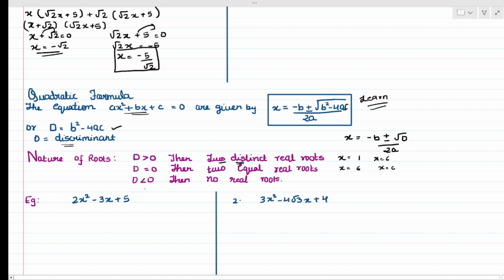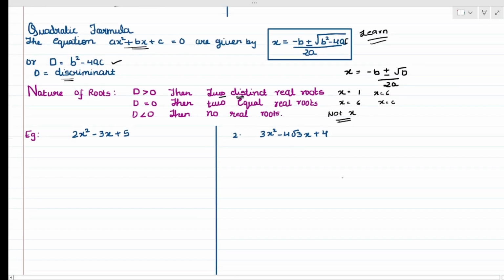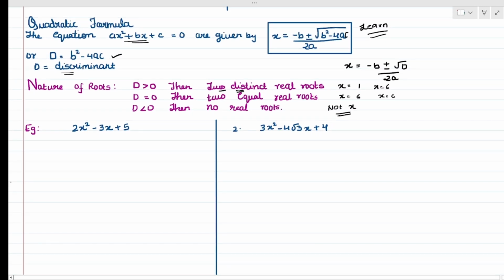And if my value of d is smaller than 0, that means it is negative, then there is no real root. That means you will not get any x value. You can't solve that type of sum. No x, okay, in that formula. Let's take this with the help of an example.